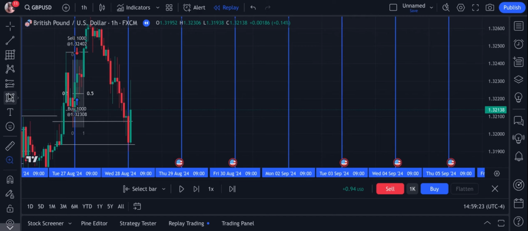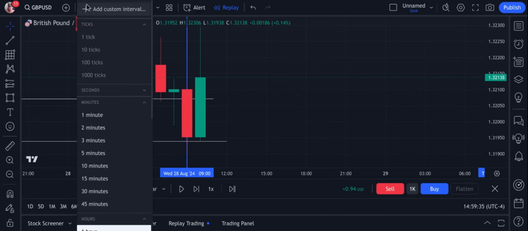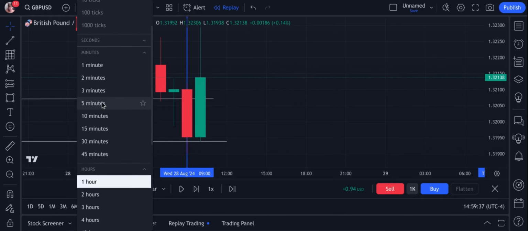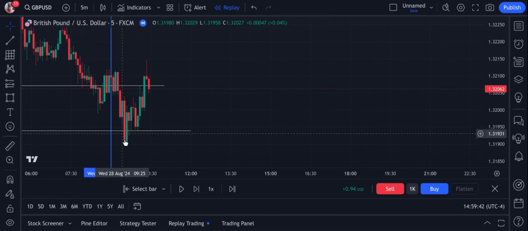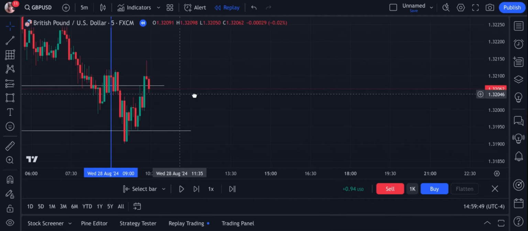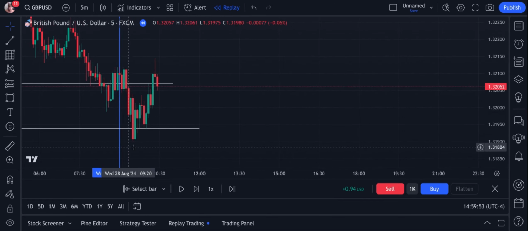That potentially might have been a break of structure there. Let's see. Yep, price did break structure to the upside. So now we can scale down into the 5-minute to look for a break of structure. So price came down, swept liquidity exactly at 9:30.